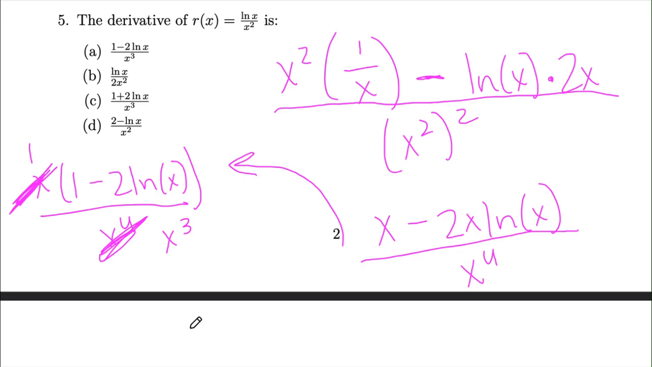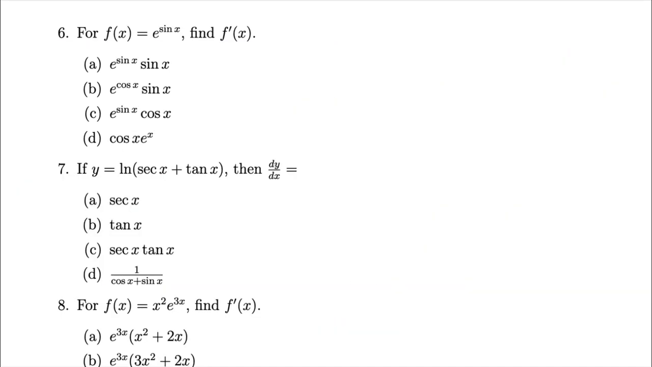So our final cleaned up answer would be 1 minus 2 natural log x over x to the third. Okay, for question number 6, we have another chain rule problem.